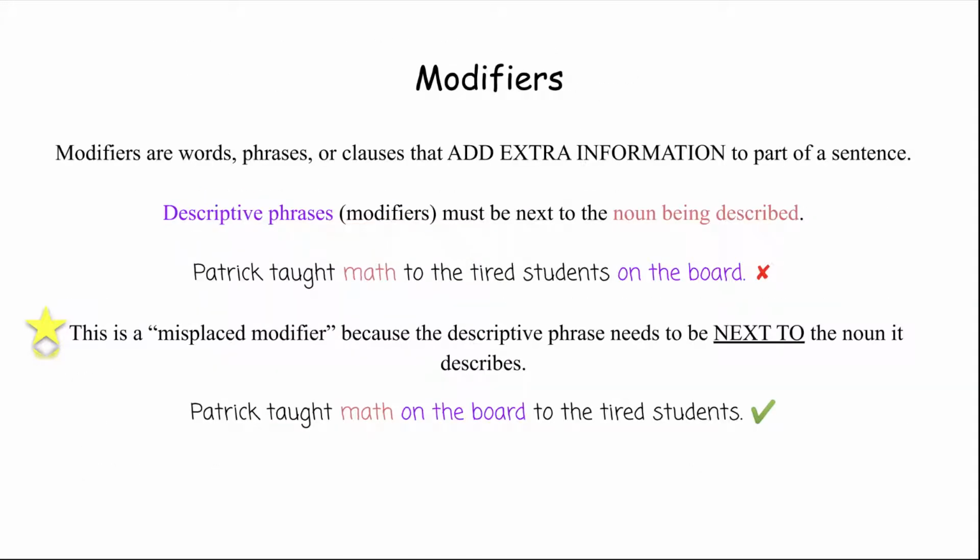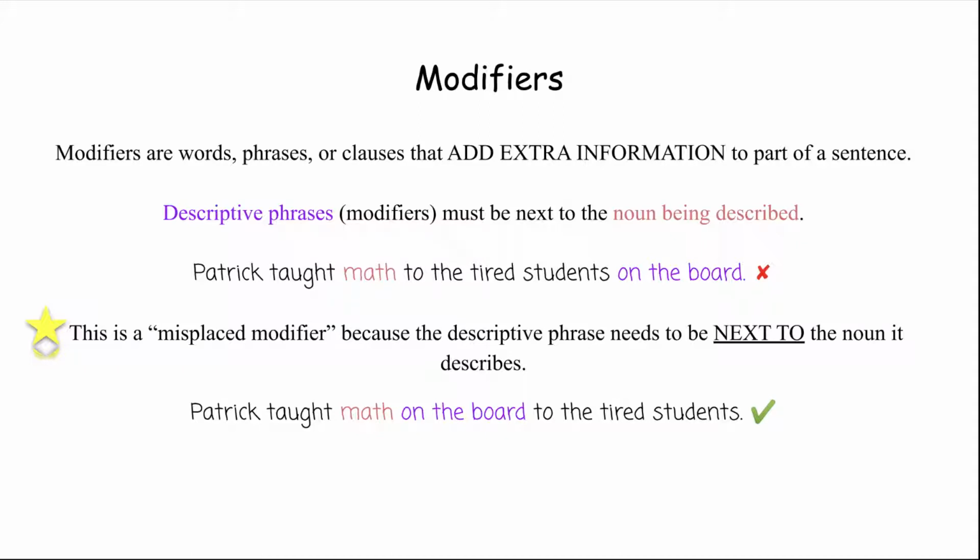Okay, so the next thing we're going to talk about with sentence structure is modifiers. Modifiers are basically just words, phrases, or clauses that add extra information to a part of a sentence. So in other words, they're descriptive phrases and they have to be next to whatever noun they're describing. That's the key. Modifiers have to be next to whatever they're modifying.